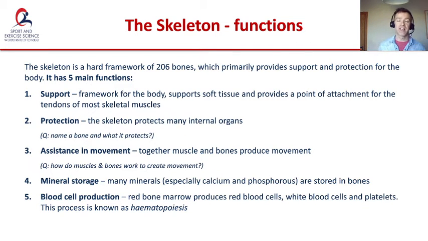Okay, so we've done the anatomical position, we've done the planes, and we've just looked over the terms that describe where things are located in relation to each other. I want to finish up by talking about the skeleton and just giving an introduction to the skeleton. So, the skeleton is a hard framework of 206 bones, which primarily provides support and protection for your body. It has 5 main functions.